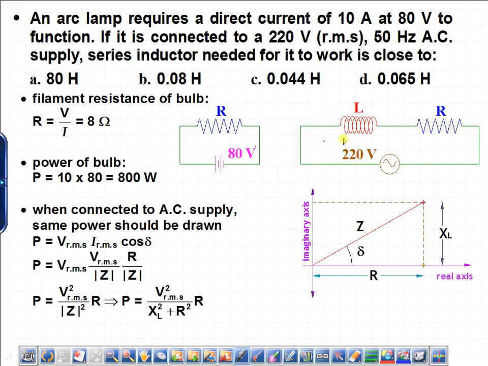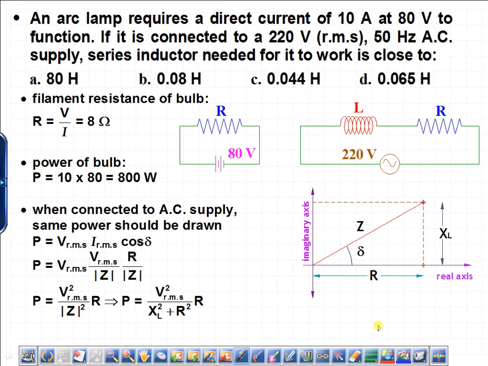So we connect inductor in series with this resistor, that is also a requirement of the problem. So it becomes LR AC circuit. Now since the requirement is that power should remain constant, we have to find out power in AC circuit, and that directly comes from formula Vrms Irms cos delta, where delta is the phase difference that exists between current and voltage, and it can be easily obtained from this impedance diagram.